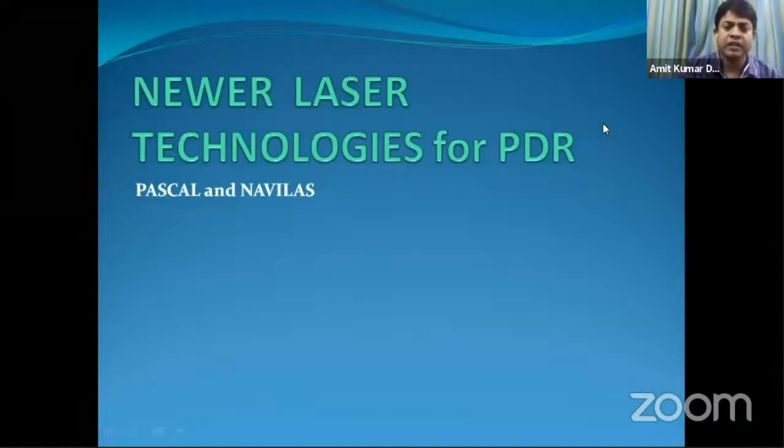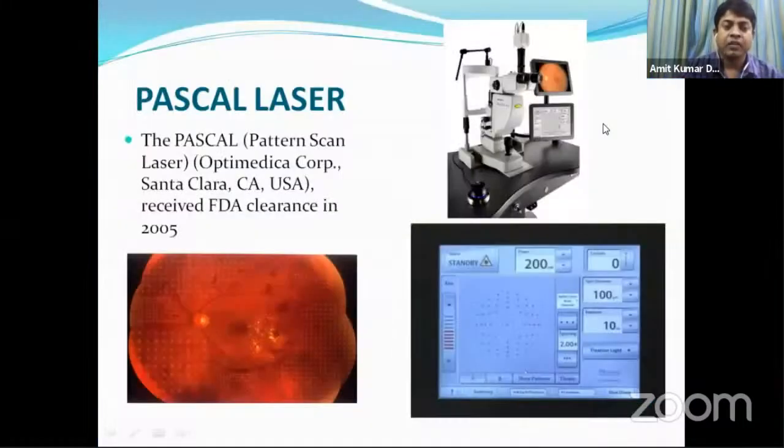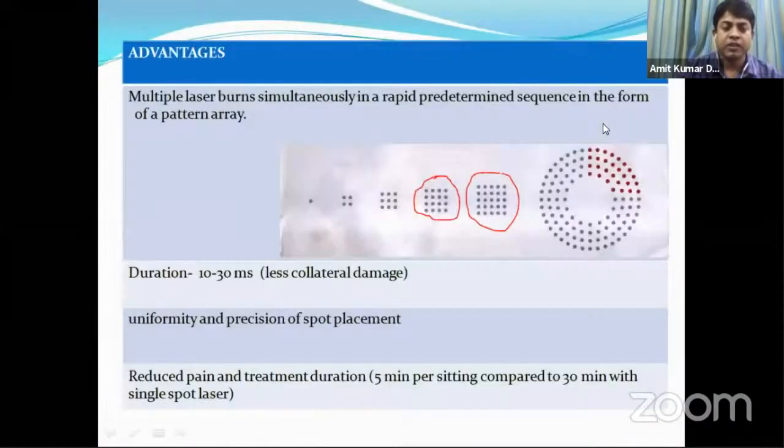So what are the newer laser technologies available for PDR? We have the Pascal laser from Topcon. What is the difference from the conventional single spot laser? Here multiple laser burns can be given simultaneously in a predetermined sequence. You can see here a grid of 5x5 or 6x6 can be given, so in a single shot you can give 25 to 36 spots, and the duration of laser is 10 to 30 milliseconds compared to 150 milliseconds for the conventional single spot laser. So this will cause less collateral damage to the retina.